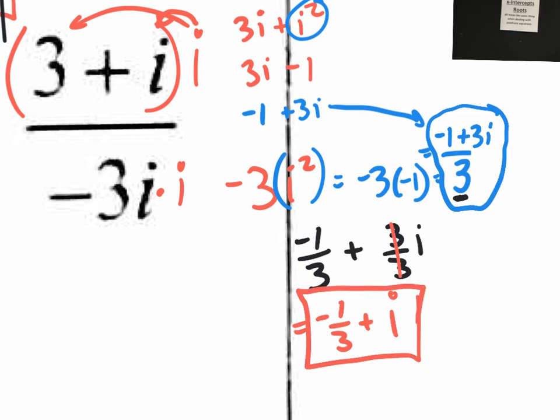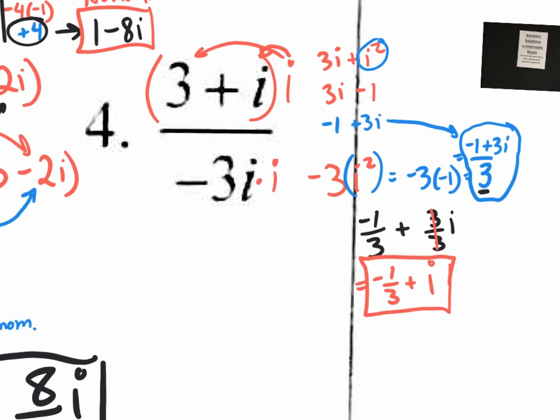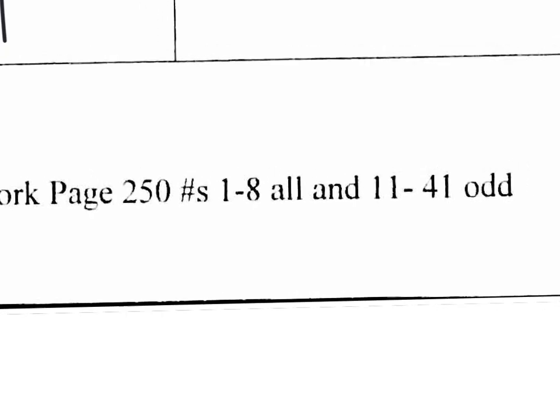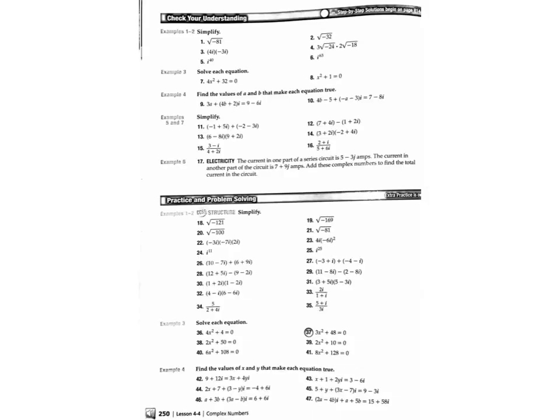Pretty crazy, right? Now, we do have a homework assignment. It's listed down here. We're going to go to the book, page 250, numbers 1 through 8, all, and 11 through 41, odd. Now, you don't have a book at home. You have it in the class. You could get a book right now, or you could take a look at the video.